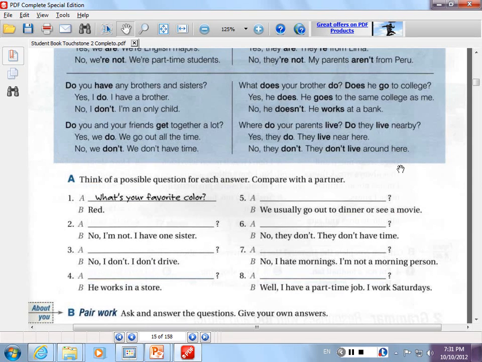We also talked about information questions, WH questions, and short answers using do or does, and we did some exercises. Okay, that's it for today.